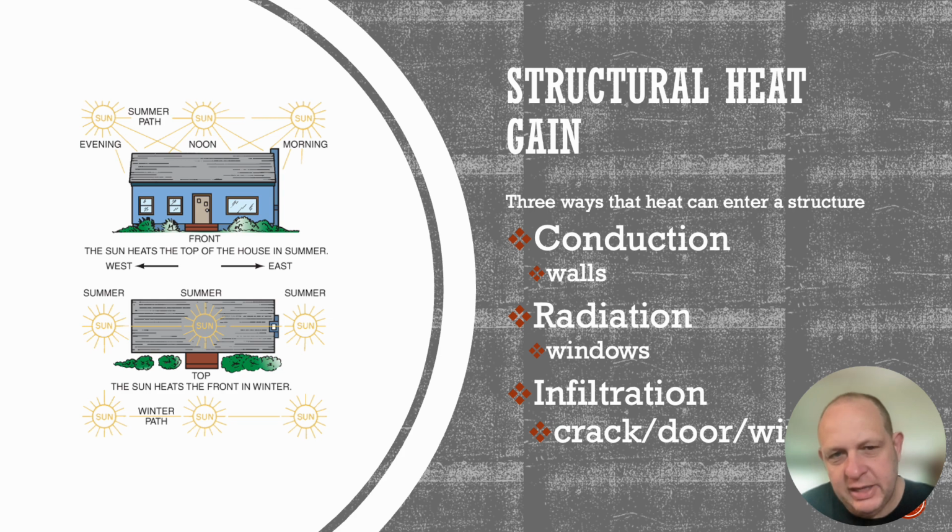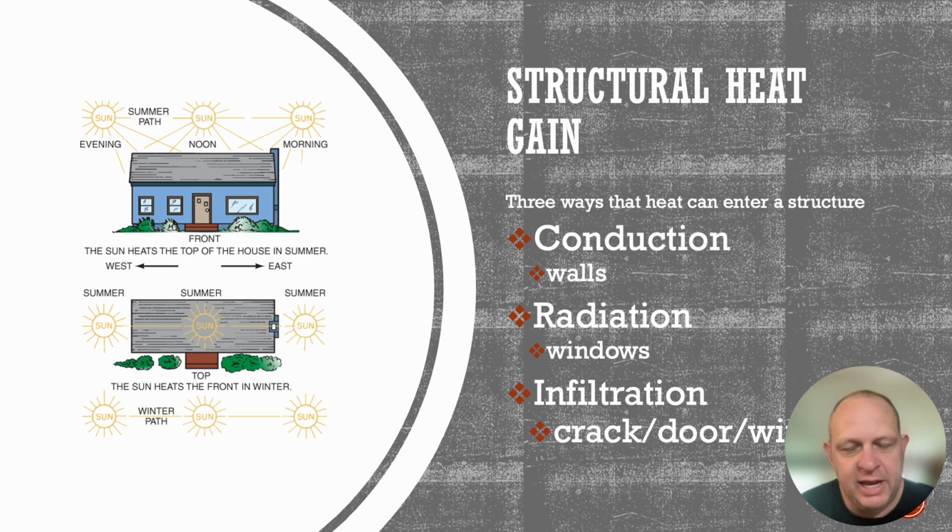A third way that heat's going to be entering into the structure is done through cracks in the foundations, bad weather stripping on doors and windows. If we end up structurally, like let's say our foundation is starting to sag a little bit, we end up with cracks in our ceiling. Well, that air is going to be moved out, and we're going to be replacing that air with outside air coming in.